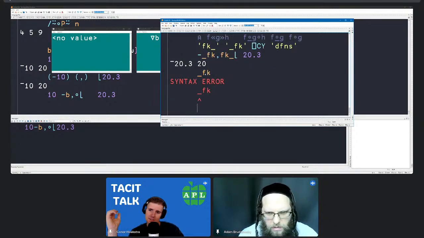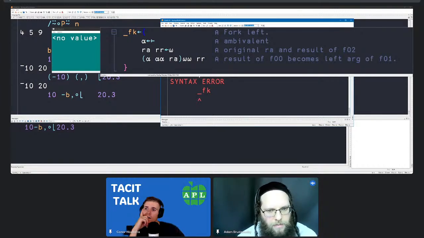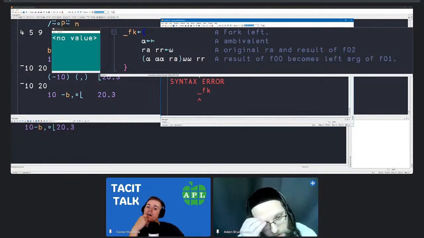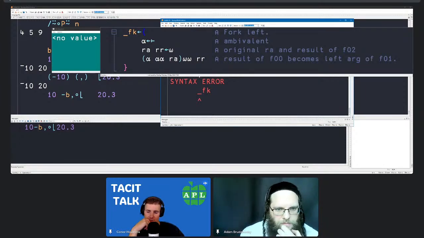Why do these exist in the defunds? Is this just for fun, or is there actual practical usage for this? Because trains, or forks, were only added to Dyalog APL in version 14, which is right now many years ago, a decade ago, 2014. It doesn't go by the year, but yeah, approximately. And these operators precede that.